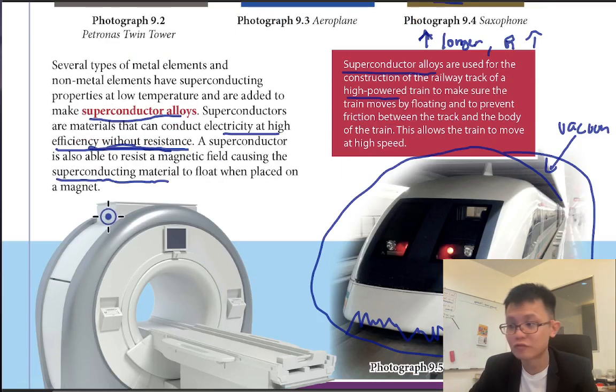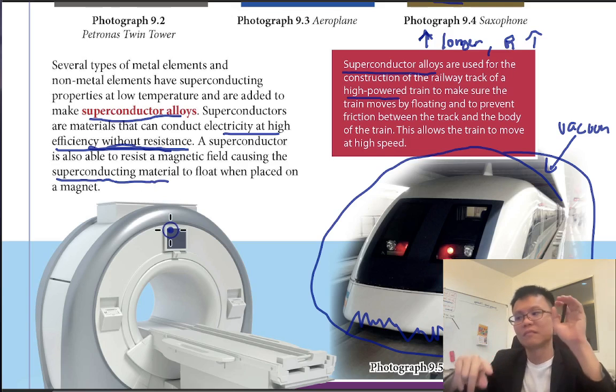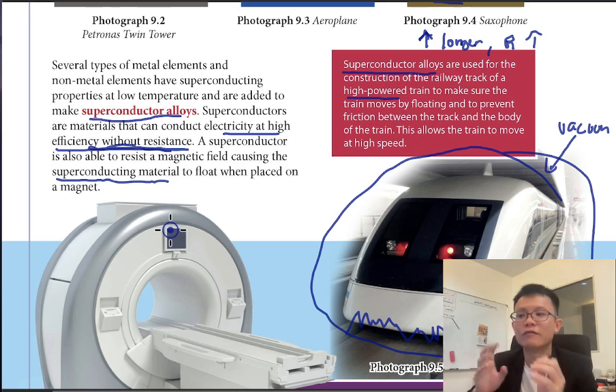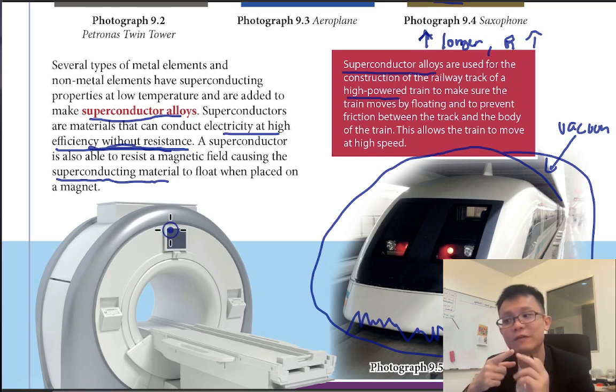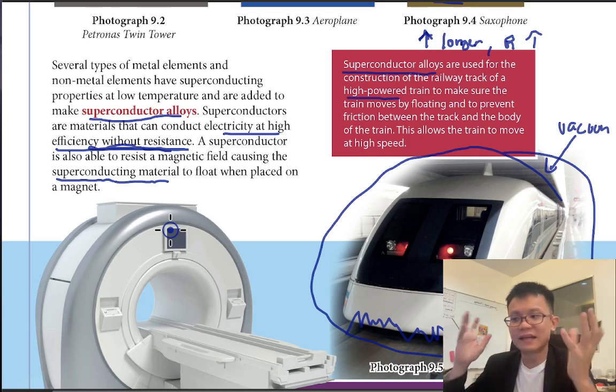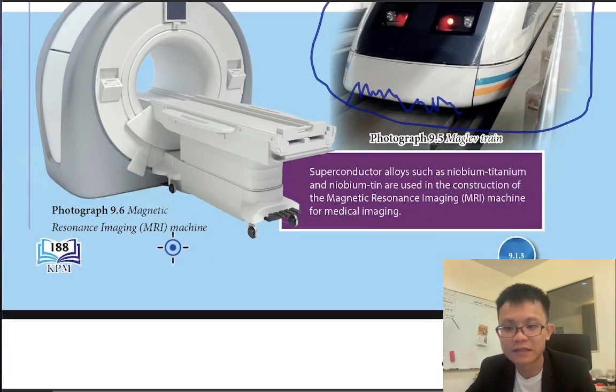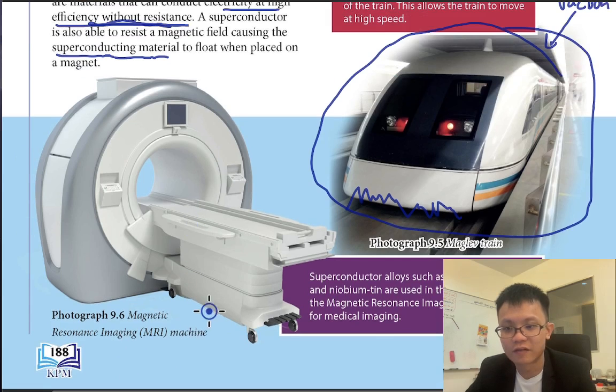So you can also use superconductor to make a magnet, but this magnet is not a normal magnet. This magnet is a very, very strong magnet. Strong until, if you put your hand, if the magnet is this big, it will crush your hand, your bone will crack. But you still have your hand if the magnet is this big. If bigger, then the hand will disappear.